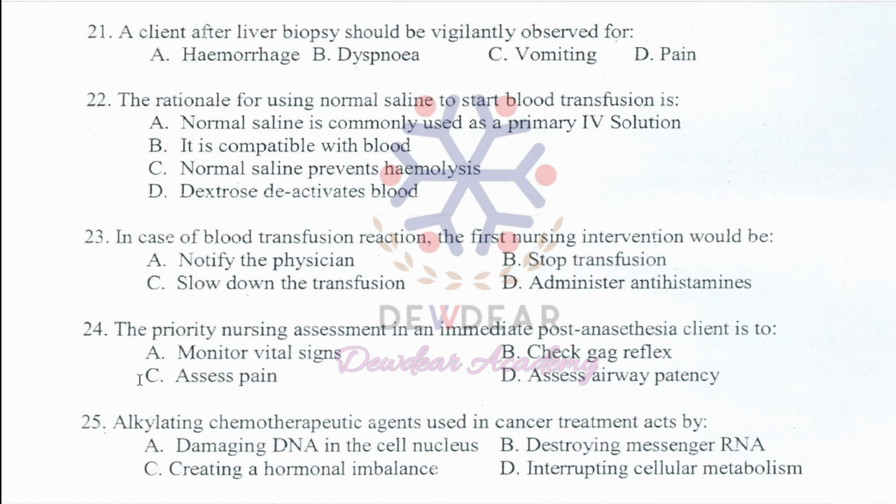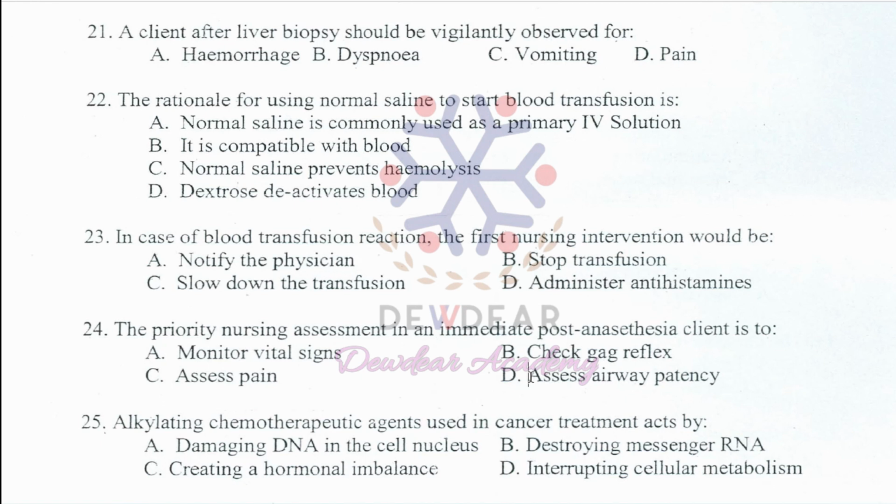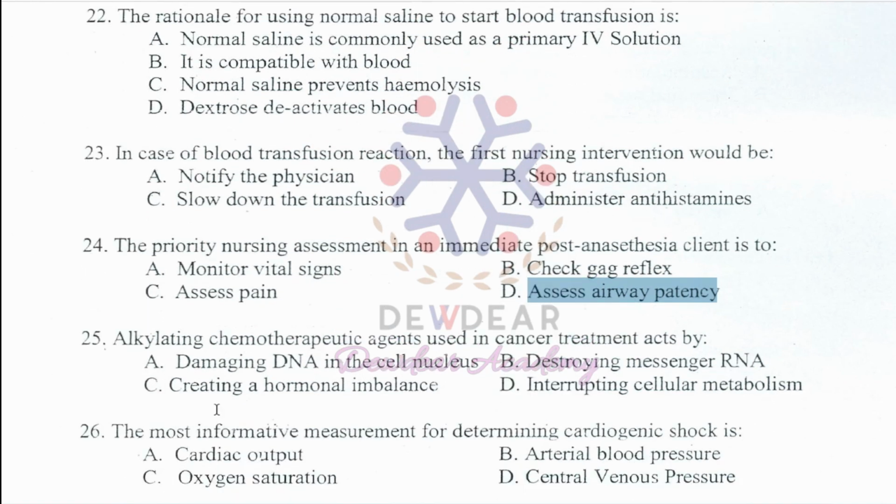Now question number 24. The priority nursing assessment in an immediate post-anesthesia client is to: monitor vital signs, check gag reflex, assess pain, assess airway patency. The correct answer is option D, assess the airway patency. It is the priority nursing assessment in an immediate post-anesthesia client.